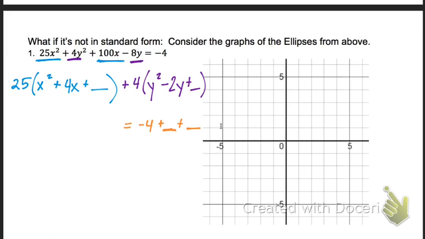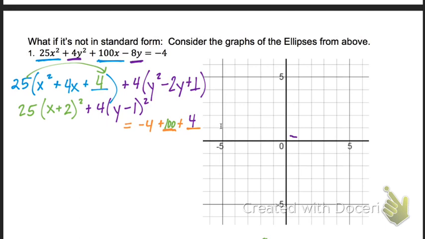So I'm going to take half of my x term, so that's 2, and square it. And then what goes in the next blank? 100, because I multiply it by the 25. Keep the 25 out front. Now I do the same thing for y. So what's half of -2? -1. And square it. 1. 4 times 1, so plus 4.